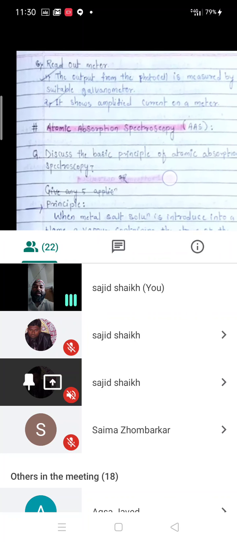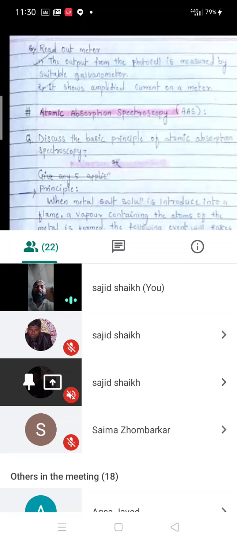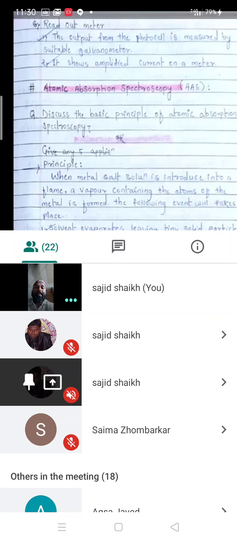Then the readout meter: the output from the photocell is measured by a suitable galvanometer. It shows the amplified current on a meter. Very simple it is.